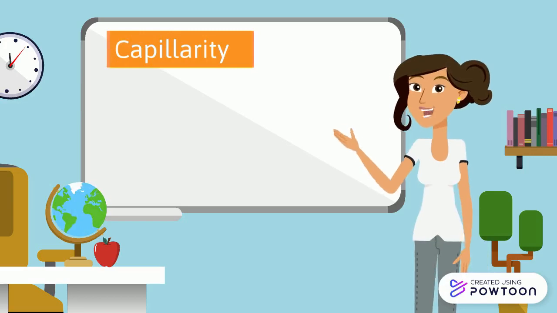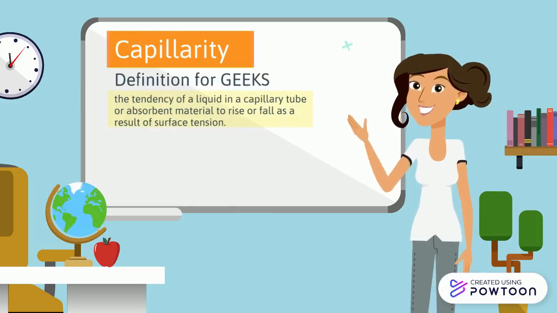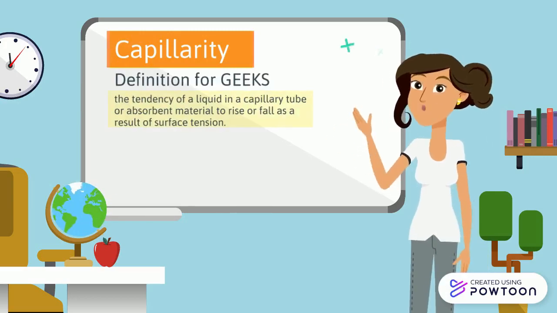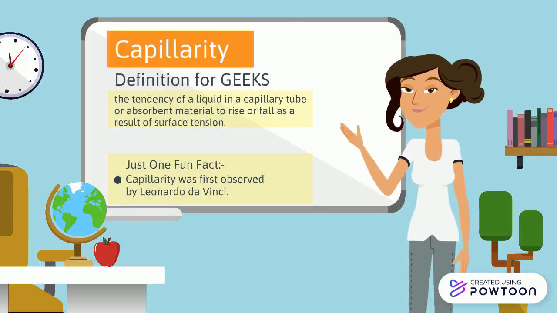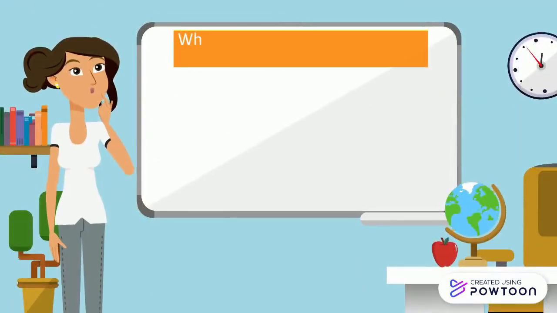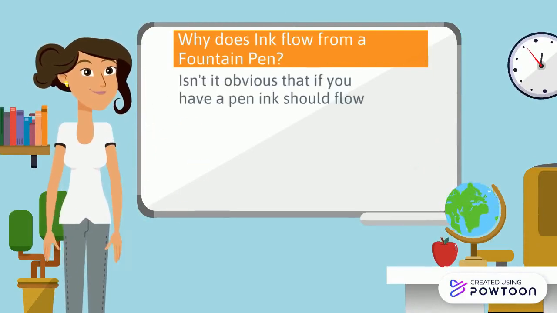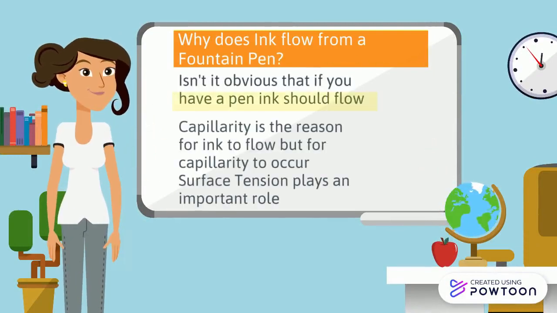So capillarity is the tendency of a liquid in a capillary tube or absorbent material to rise or fall as a result of surface tension. It was first observed by Leonardo da Vinci. So why does ink flow from a fountain pen? Well, capillarity is the reason. But for capillarity to occur, surface tension plays an important role.